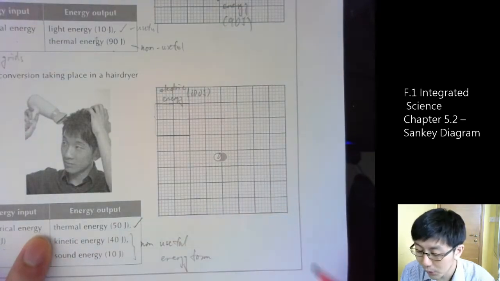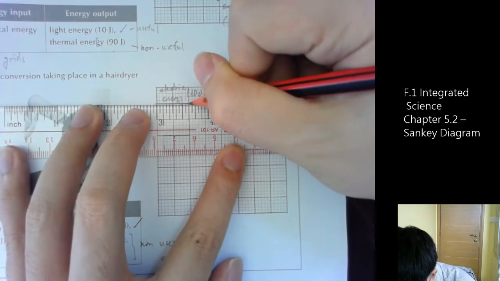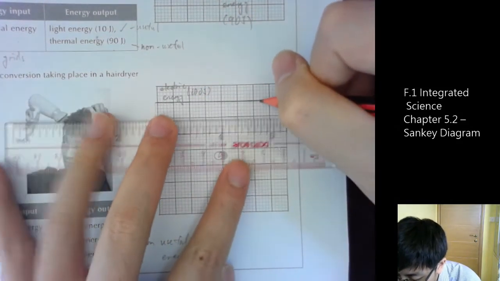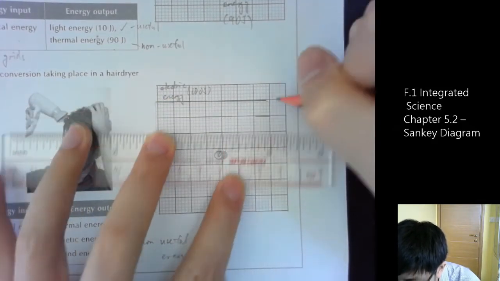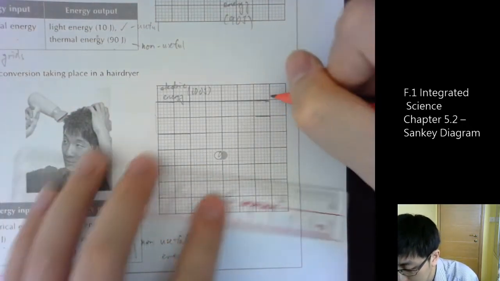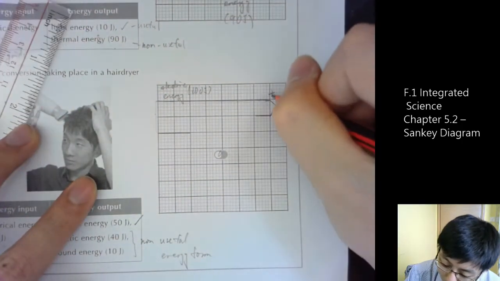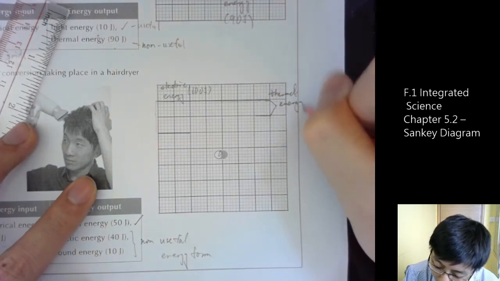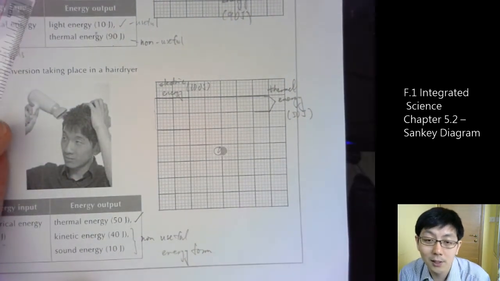50 joule is useful. That means half of it will be useful. So if I extend the diagram, it will look like this. I draw the upper one first. Since thermal energy is useful, it will look like this. The width is 5, there are 5 grids. So this is the useful energy form, thermal energy, 50 joule. Now how to present the kinetic and the sound energy?